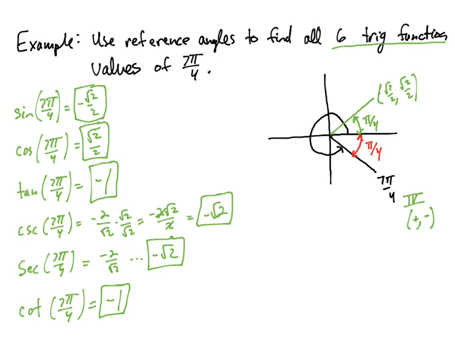Secant is positive because it's the reciprocal of cosine. Cosine is positive, so its reciprocal is also positive. So one thing I know when I'm checking these is that 2 of the values will be positive, and the other 4 values will be negative. So I knew that secant was negative and it should have been positive.